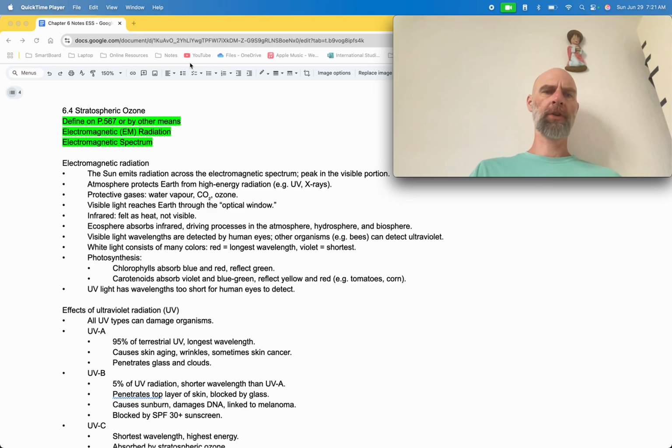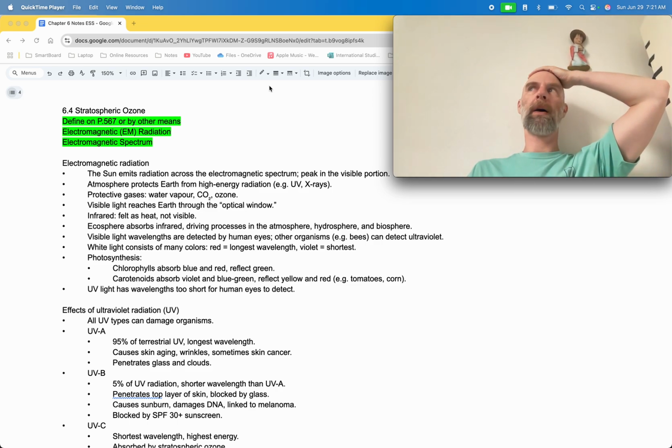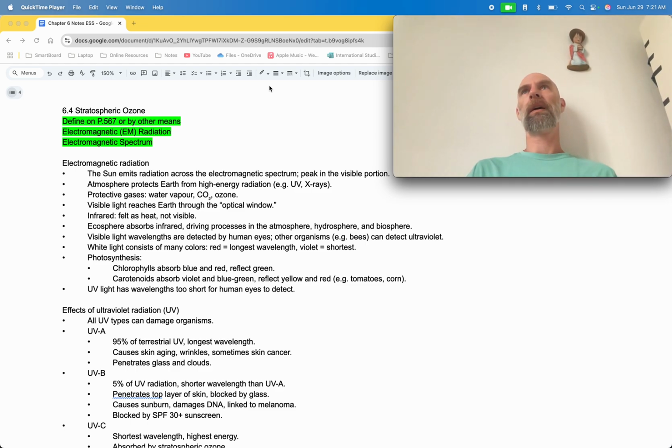So, electromagnetic radiation: the sun emits radiation across the electromagnetic spectrum, peaking in the visible portion, so that's the part that we see. The atmosphere protects the Earth from high energy radiation, UV rays, and X rays. The atmosphere does a really good job of this. Also, though, it's a good idea to wear sunglasses with UV protection in them, just because there's parts of your eye that'll help you protect versus UV radiation, which is a really good thing.